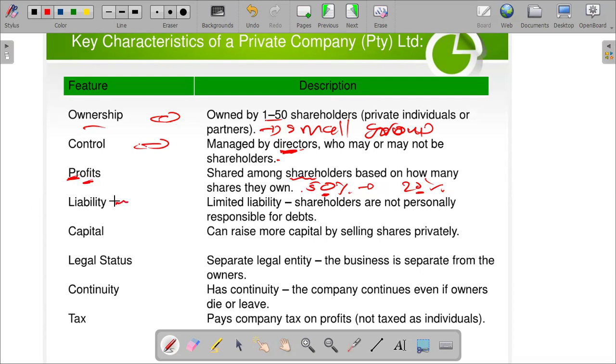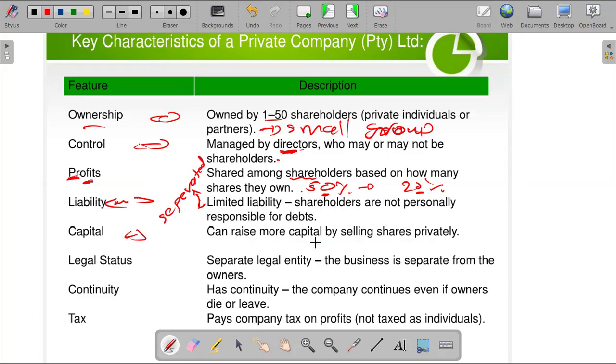Right? Liability, again, as we come back here, separated. Remember, limited means separated. Limited, separated. Shareholders are not personally responsible for the debts. Remember the investments. They'll only lose the investment, right?